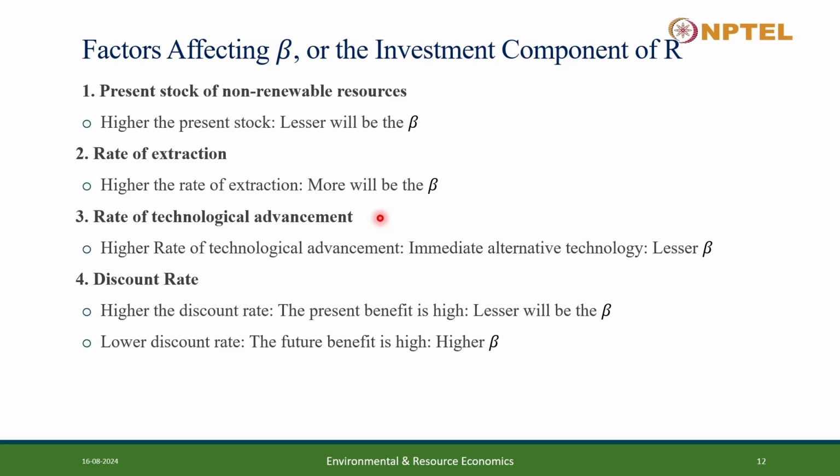Next one is the discount rate. The discount rate says what is the benefit of using certain resources at present or in the future. If at present you are benefiting more than in the future, then the beta will be less. And if in the future you have more benefit from using this resource, then you should invest, so that in the future you get this amount, right? So these are the various investment components.